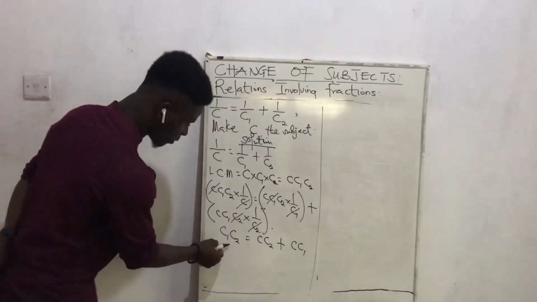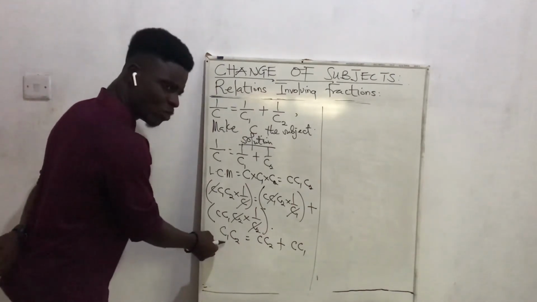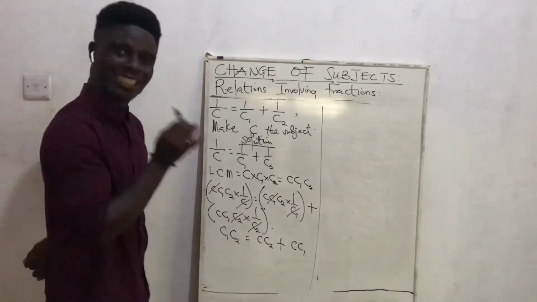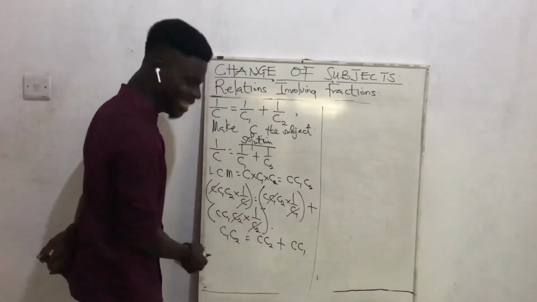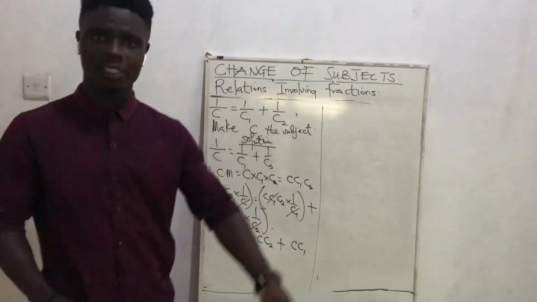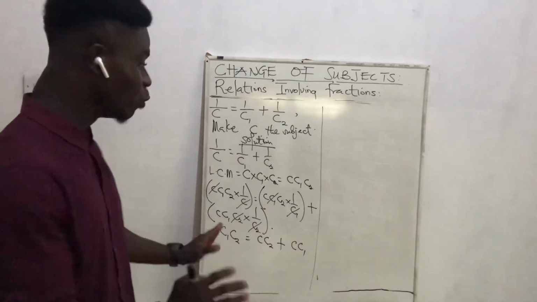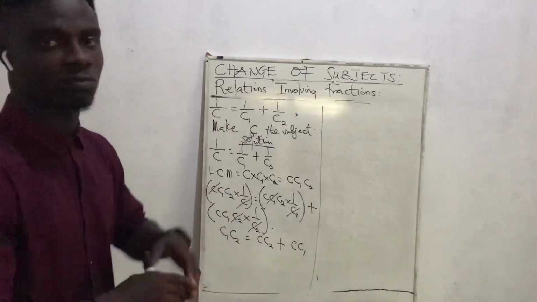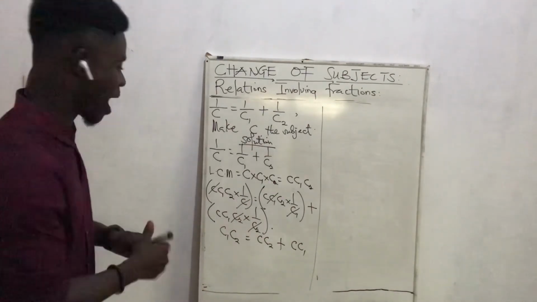Now here, there is no C. Here there is C1 C2. We don't have C. Here we have C. Then here also we have C. So it has been grouped already. So what do we have to do? First, we have to factorize.